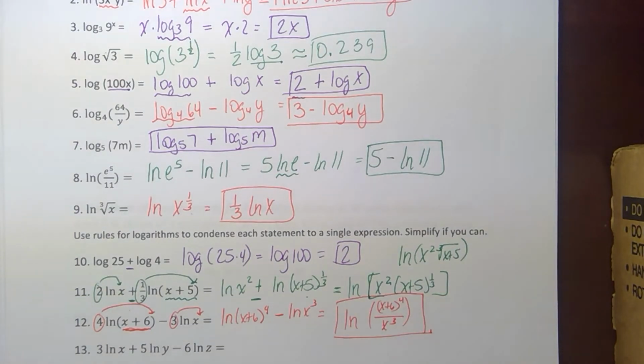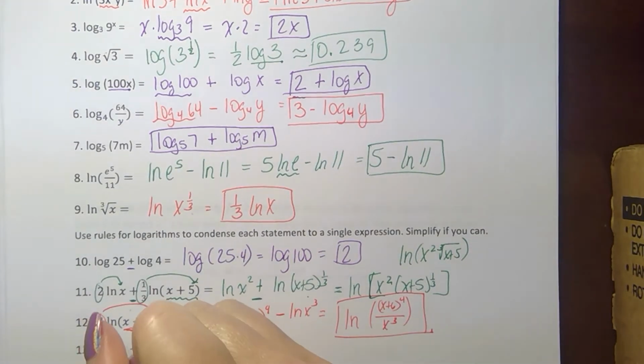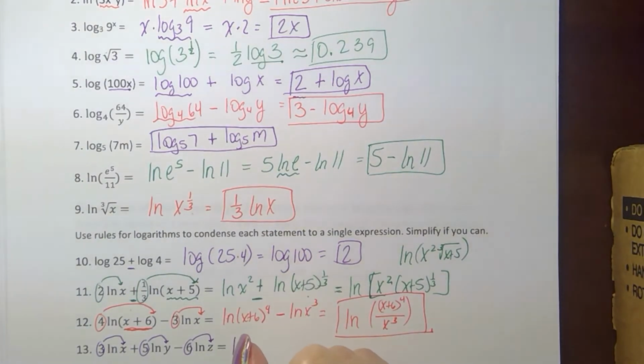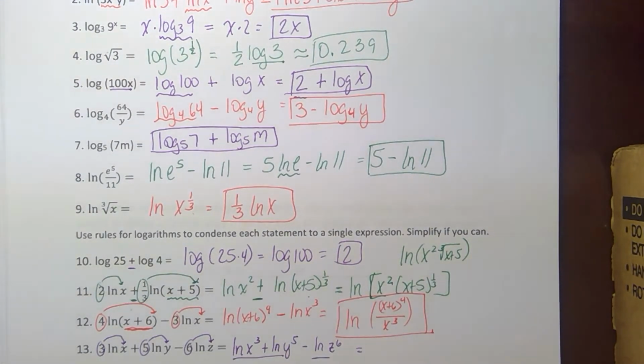Okay, let's do number 13. I have 3 separate statements. 2 of them are being added together, and then I'm subtracting this third statement. So I see that I'm going to need to use my product rule for these 2, quotient rule to put this in the denominator. Each one of them needs the power rule applied. So let's do that intermediate step. Let's say natural log of x cubed plus natural log of y to the 5th minus natural log of z to the 6th. Okay, we took care of the power rule. Now we're going to use the product rule and the quotient rule.